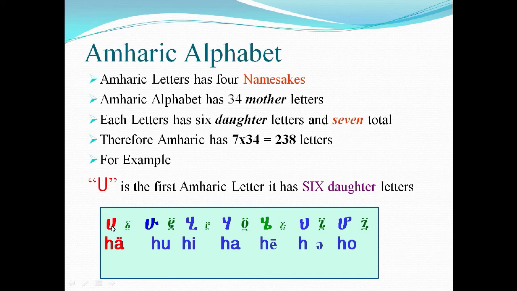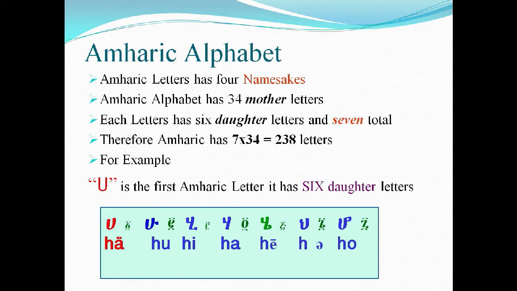So I can call this Ha. Hu, He, Ha, He, He, Ho. So this is number 1 that you remember. If you remember the good number, these 2, this 3, this 4, this 5, this 6, and this 7. Every Amharic letter has 7 parts. One is the mother letter, and the others are the dotted letters.